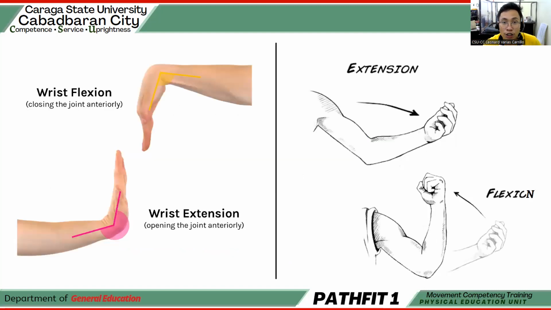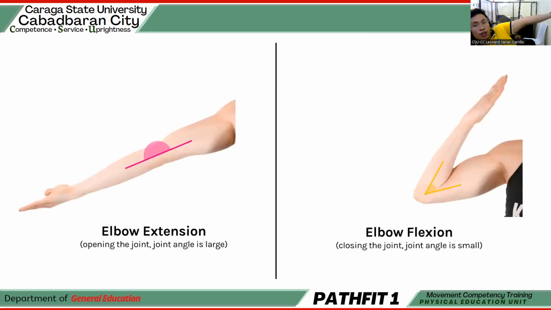Next is wrist flexion and wrist extension. It's the same thing. Wrist extension, opening the joint anteriorly, wrist flexion. Extension, flexion. Elbow extension, elbow flexion. It's really simple and easy.